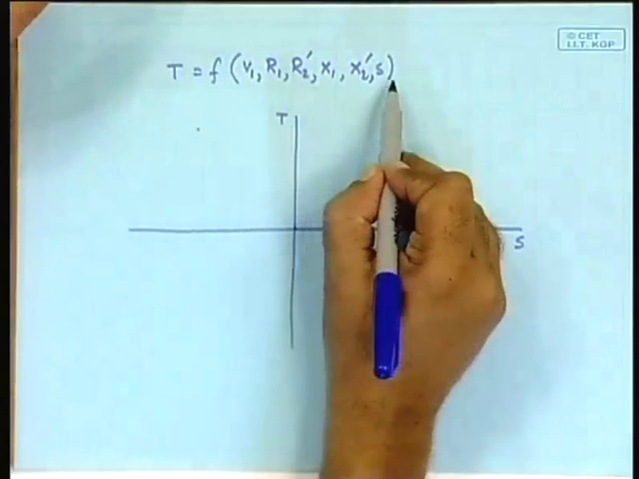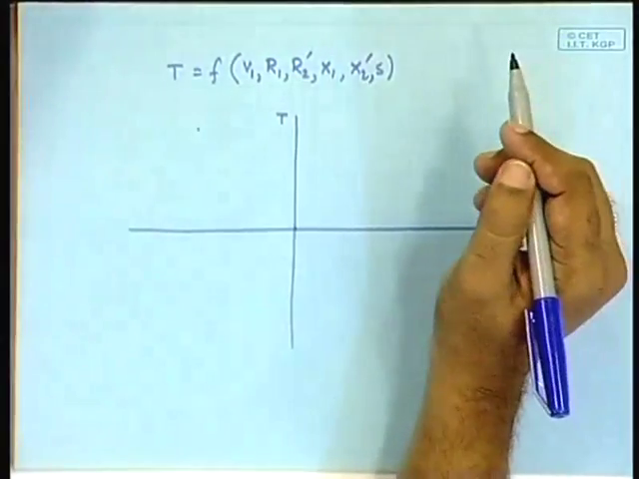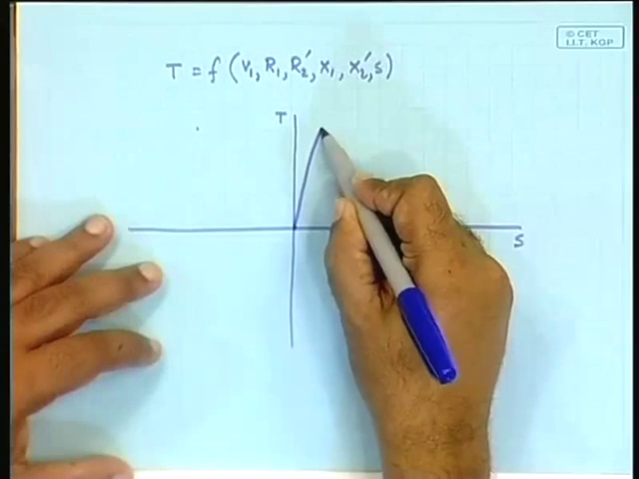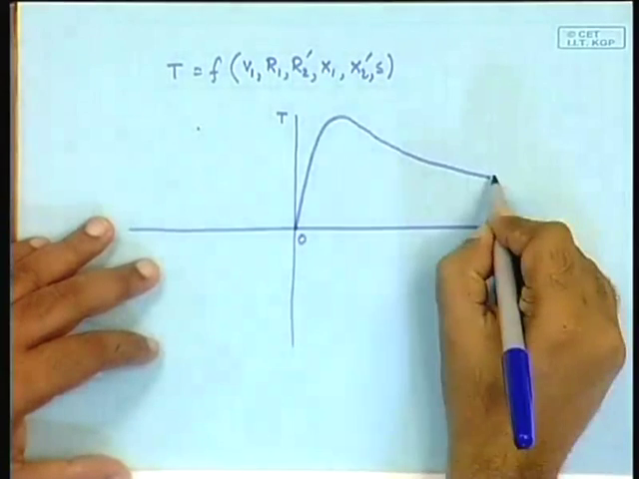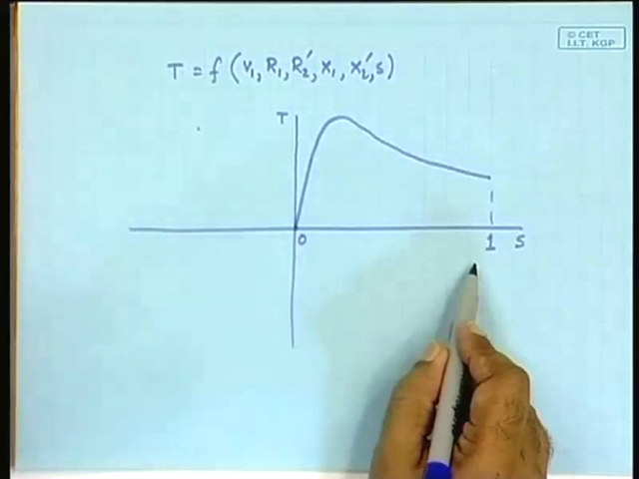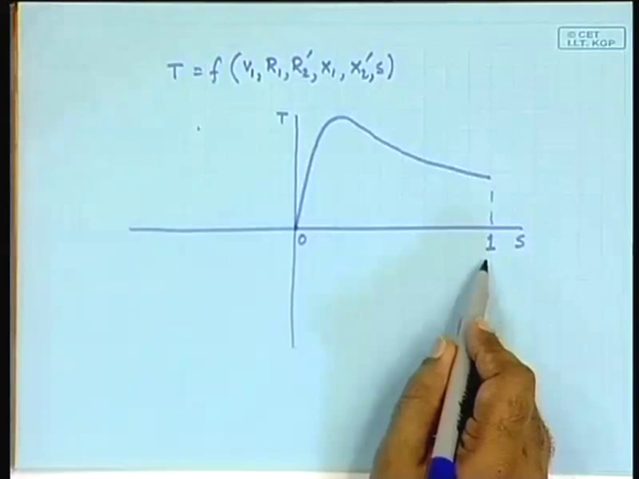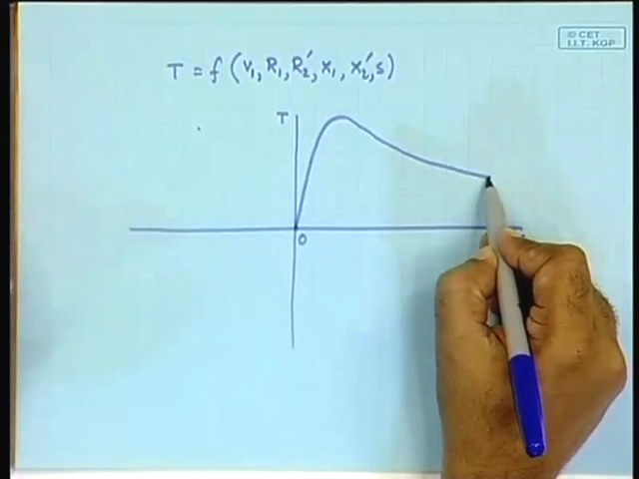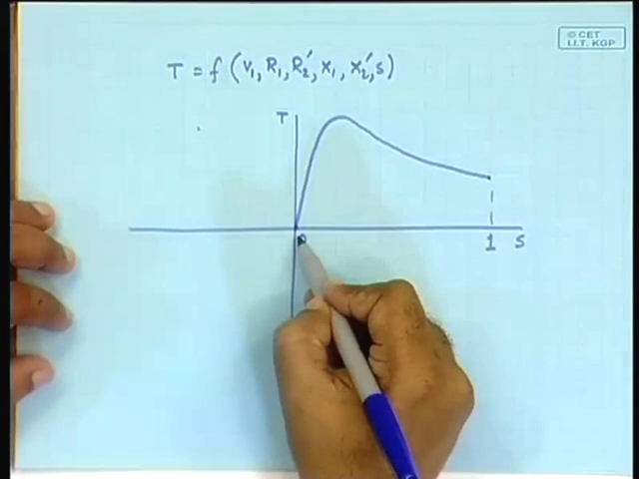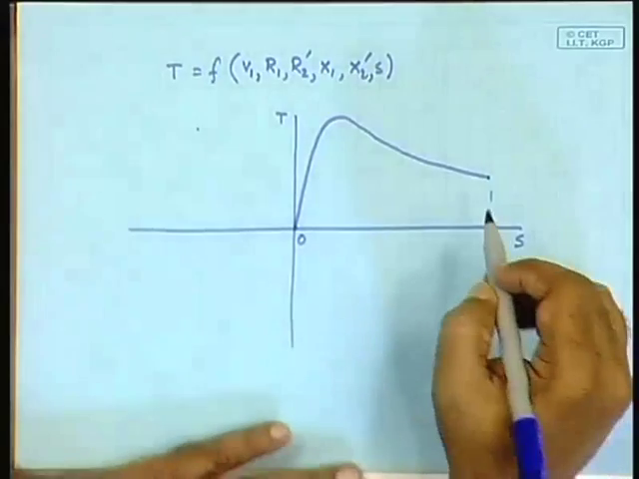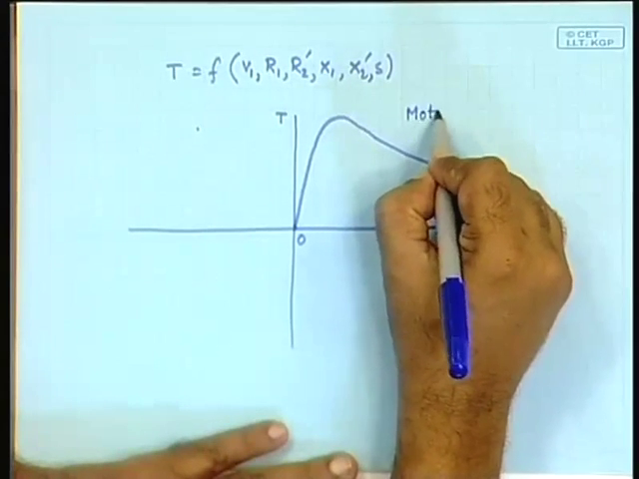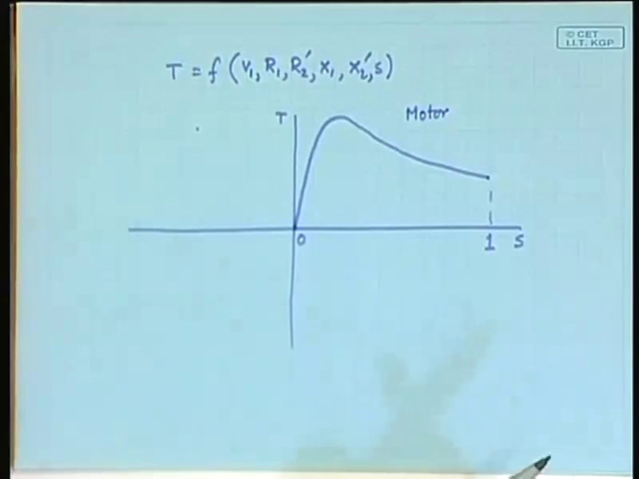and then depending on the function that you will obtain, please do obtain. Today I do not want to drag it for a long time, that is why I am leaving that exercise to you, but it is trivial to obtain that. Then the graph will be something like this. Where this is 0 and this is 1. 1 means standstill. Slip is 1, that means it is standstill. So, at standstill condition there is a torque, but then as the speed increases you go this way. As the speed increases the torque increases, but finally it goes like this. That is the motor mode. So, this side is the motor. Clear?